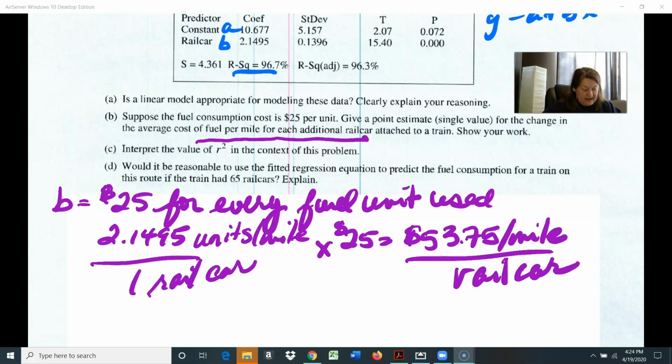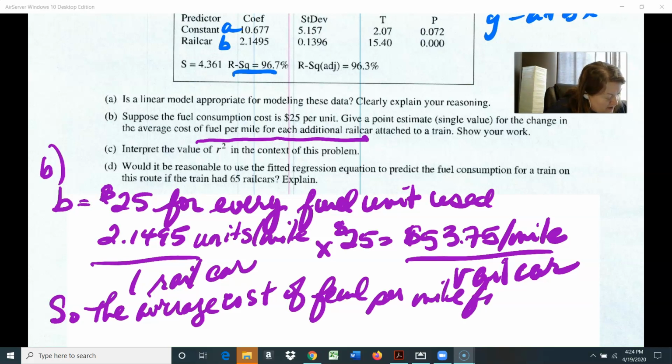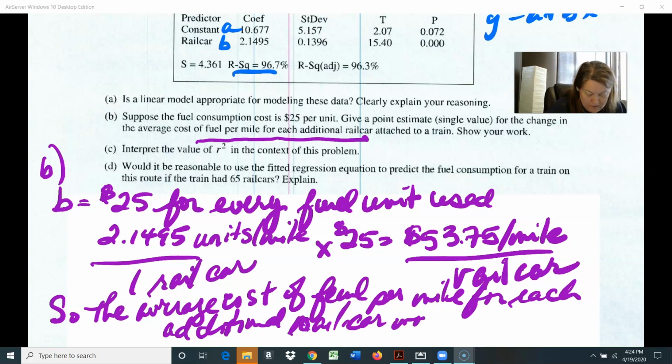Okay, so this is for part B, so I'd be saying something about the average cost, and I'm just repeating the question back to them. The average cost of fuel per mile for each additional rail car would be approximately $53.75. Something like that. Cool? So that's how I'm going to answer B.